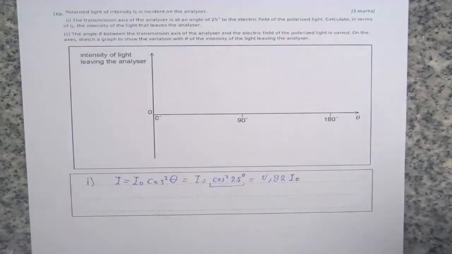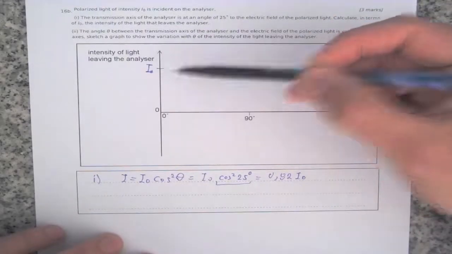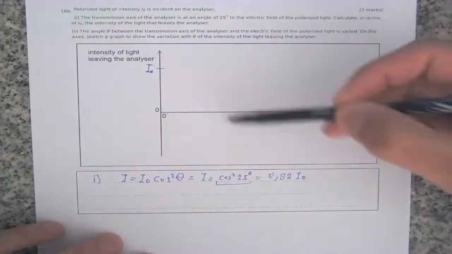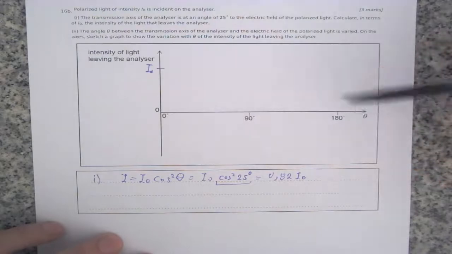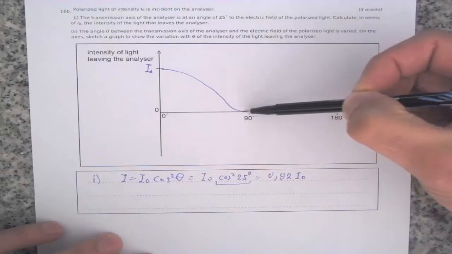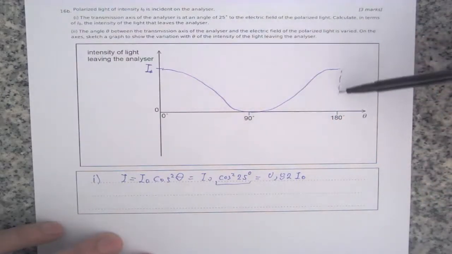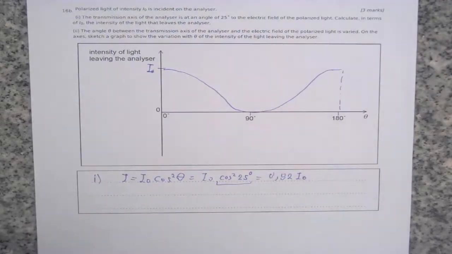And then number 2, it says the angle theta between the transmission axis of the analyzer and the electric field of the polarized light is varied. On the axis, sketch a graph to show the variation with angle theta of the intensity of the light leaving the analyzer. So we see that the intensity after a rotation will reduce, reach zero, and then increase to its maximum level at 180 degrees. So this is how the graph should look.